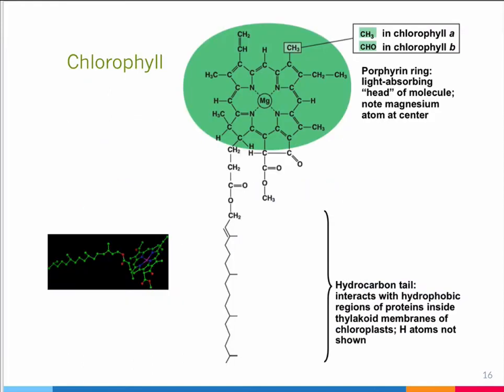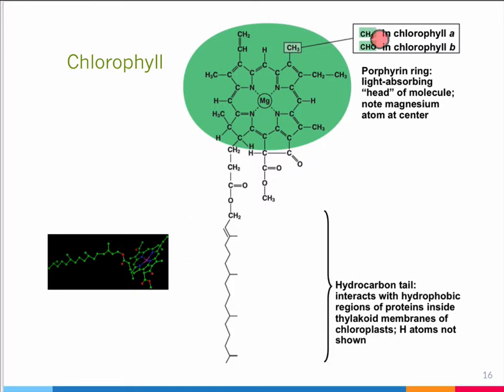Here you can see the structure of chlorophyll. It has a hydrocarbon tail. Remember, this structure here means lots of carbon-hydrogen bonds. But the real action center is what we would call the porphyrin ring. So this is the head of the molecule. And you'll notice that at its center you have a magnesium atom.